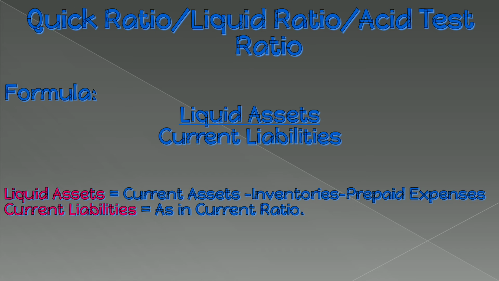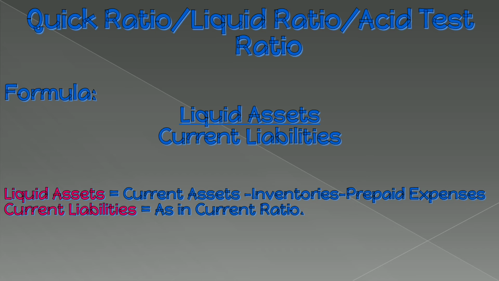So they are current assets but not liquid assets. Is it clear? Likewise, prepaid expenses are again current assets, but they are not liquid assets. So these two current assets, that is inventories and prepaid expenses, are excluded to know the amount of what?